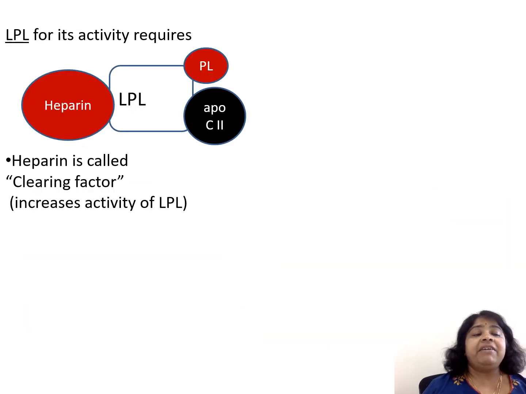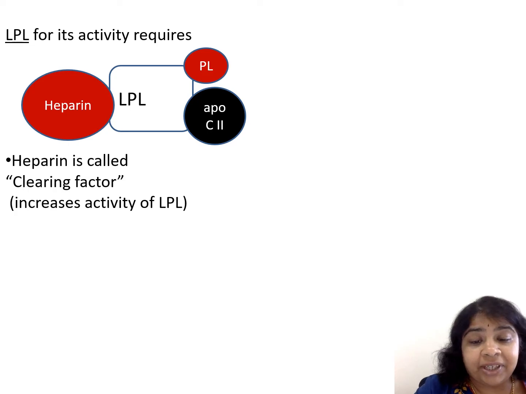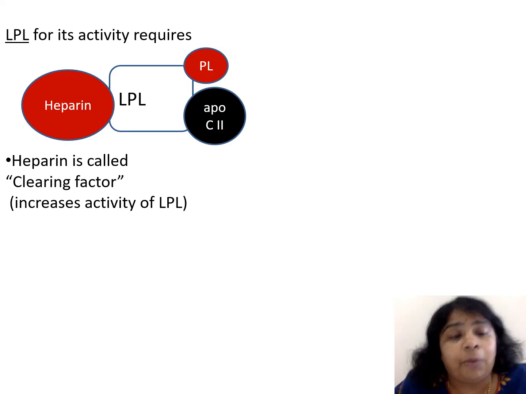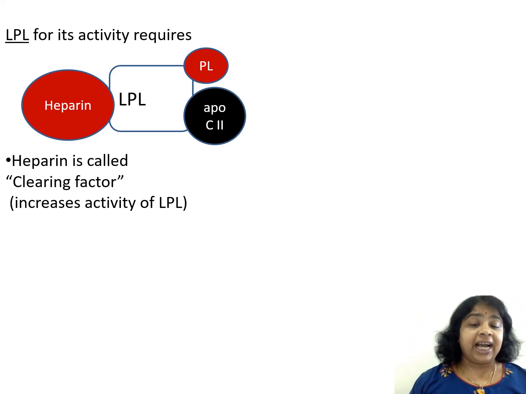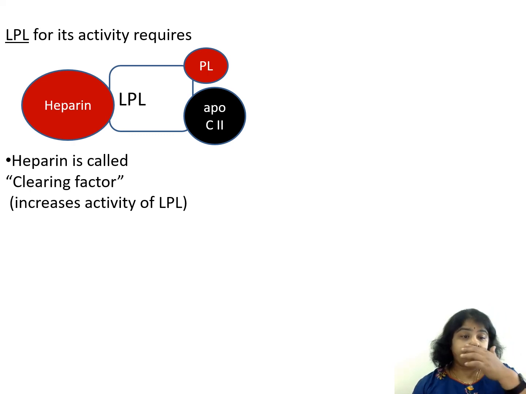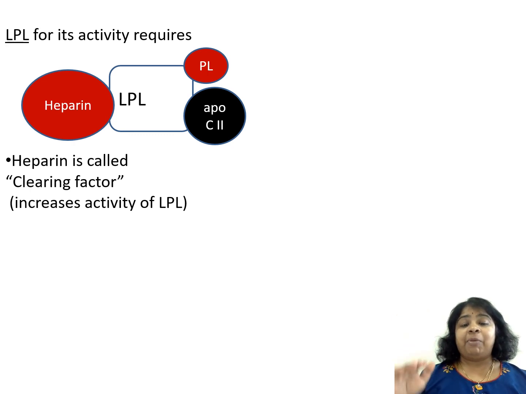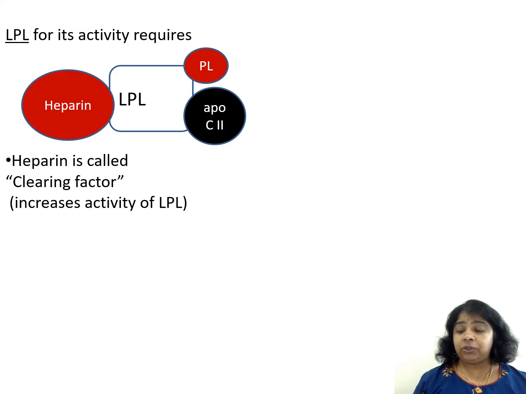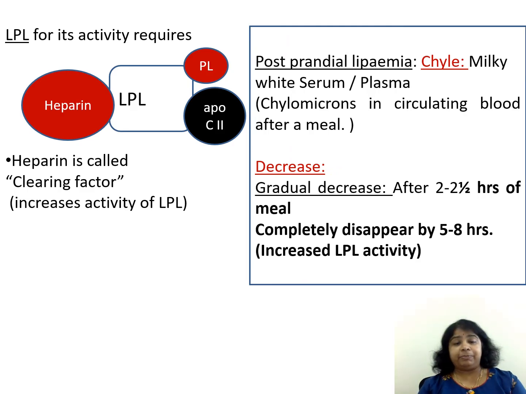So usually if we collect a sample of blood after maybe 2 hours after a high fat meal, you can notice that the serum will be more milky because of the presence of these chylomicrons. And by the action of lipoprotein lipase, which also requires heparin for its action, this amount of chylomicrons will be reduced and therefore the milkiness that is there in the serum is also decreased. So that is why heparin is called as the clearing factor.